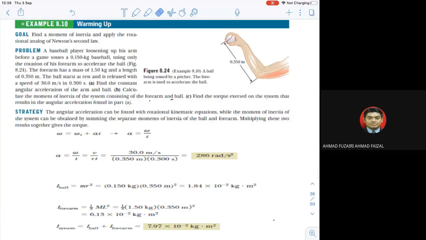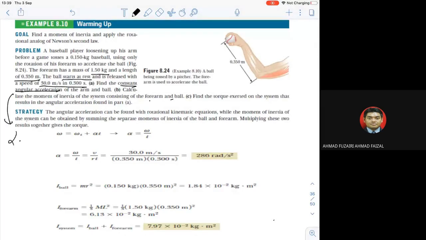Okay, so a baseball player loosening up his arm before a game tosses a 0.15 kilogram baseball using only the rotation of his forearm to accelerate the ball. The forearm has a mass of 1.5 kilograms and a length of 0.35 meters. The ball starts at rest. So these are the words that you should underline. The ball starts at rest, meaning that v naught equals 0, and is released with a speed of 30 meters per second in 0.3 seconds. Okay, find the constant angular acceleration.